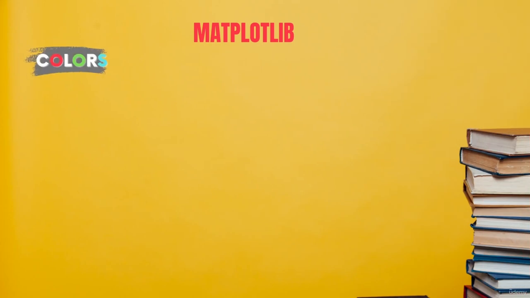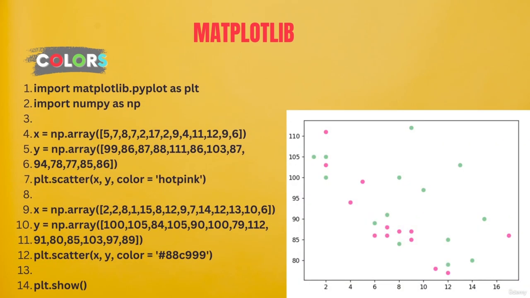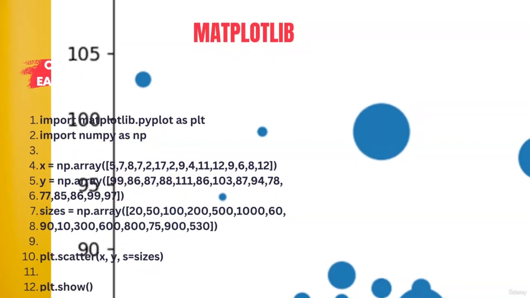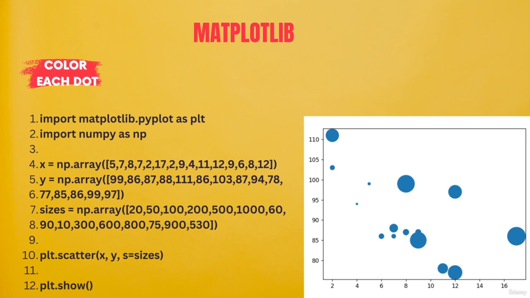Colors. You can set your own color for each scatter plot with the color or the c argument. Let's look at this code. This code basically changes the color of each dot, as you can see. We can also make each dot a different color as well. To do that, follow this code. This will produce this output, and as you can see, each dot has its own unique color.